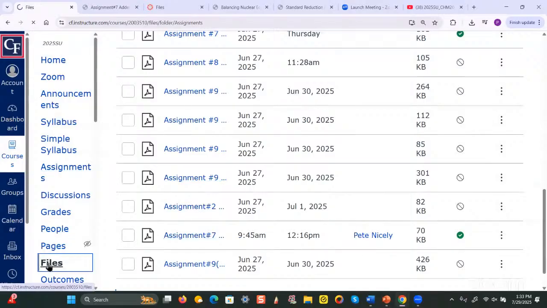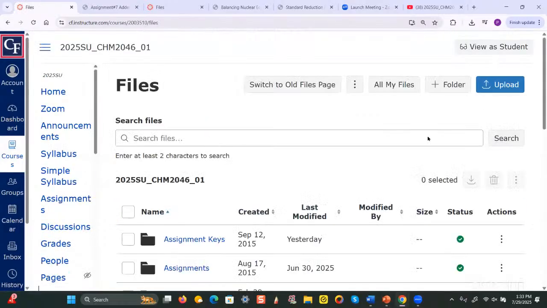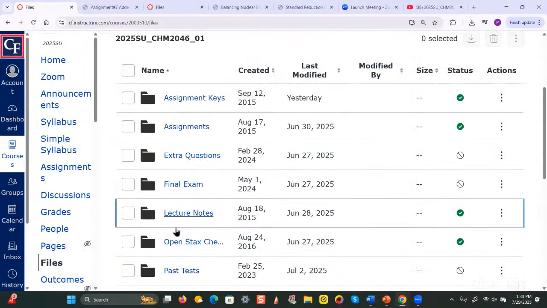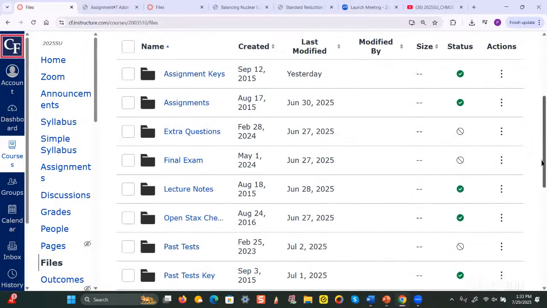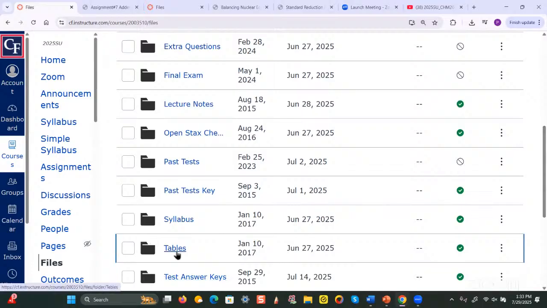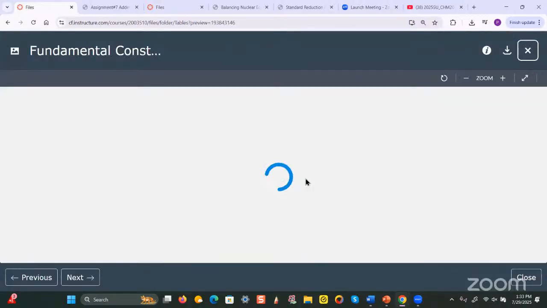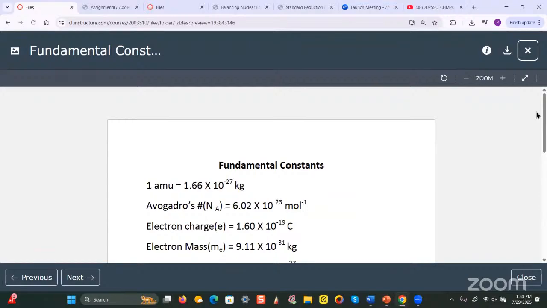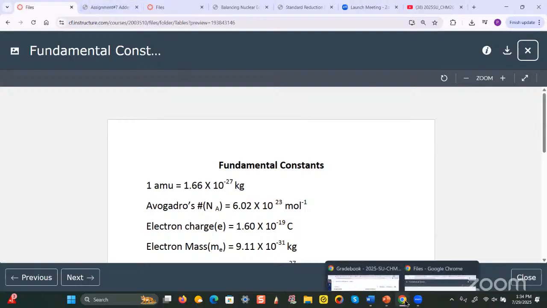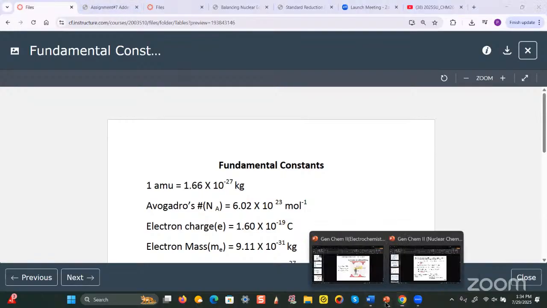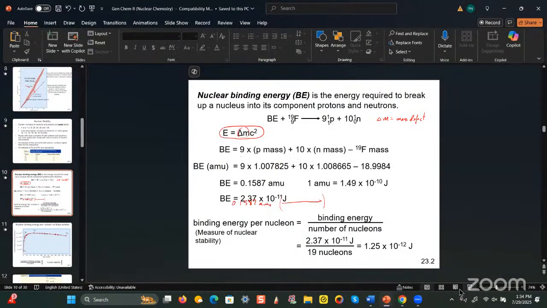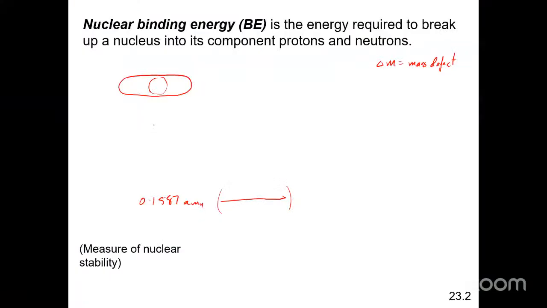So files. Remember, it's something like 1.66 times 10 to the minus 27. Let me check the fundamental constants. Oh, here it is, 1.66. I was right. Okay, that's what I should know myself. So it's 1.66 times 10 to the minus 27.